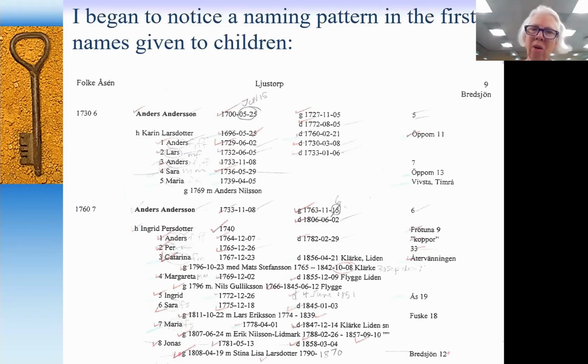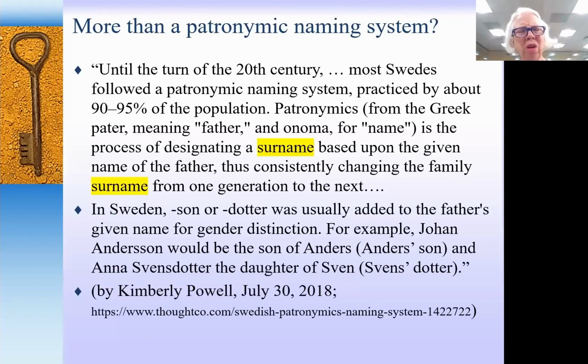I didn't know the pattern yet, but I knew something was going on. And I knew it was something more than patronymics, because I kept asking. I was taking some Swedish classes, and I was looking online to find out what's going on here. And I could find stuff about a patronymic naming system, but it was always talking about the last names, the surnames. So, for example, Kimberly Powell says, until the turn of the 20th century, most Swedes followed a patronymic naming system practiced by about 90 to 95% of the population. And it's the process of designating a surname based on the given name of the father. So changing the family surname from one generation to the next.